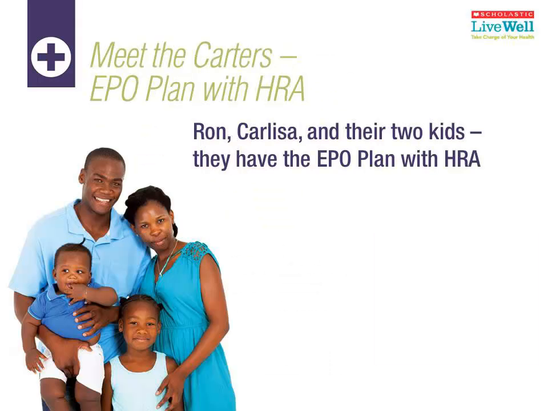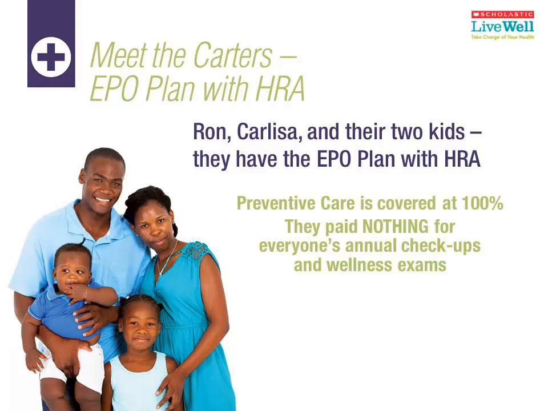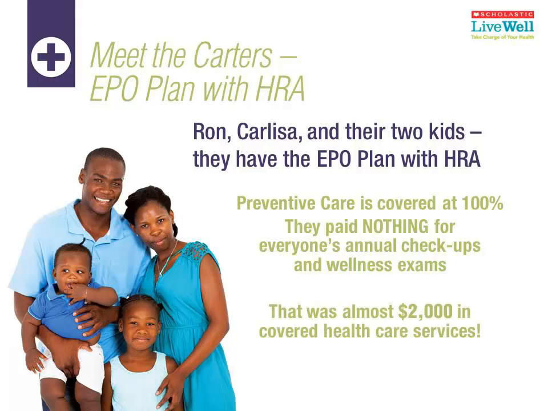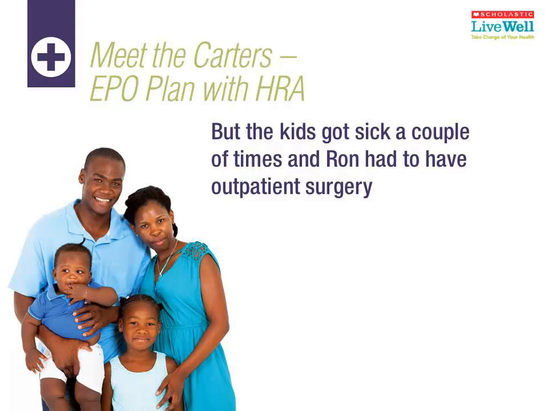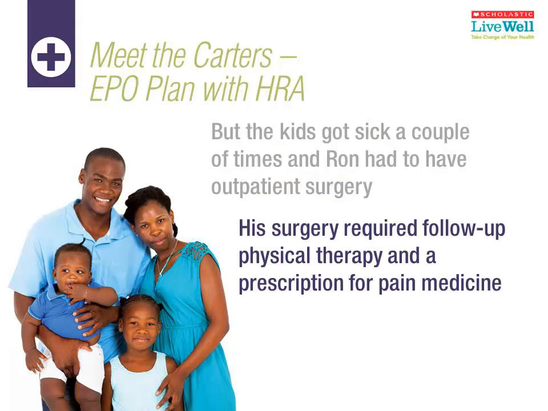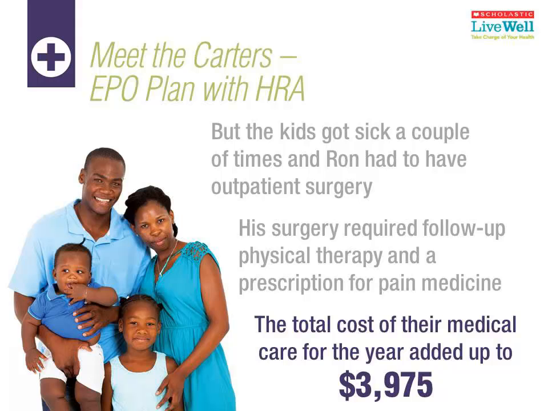The Carters, mom, dad, and 2 kids, have the UHC Choice EPO plan with HRA. Their preventive care is covered at 100%, so they didn't have to pay anything out of pocket for everyone's annual checkup and wellness exams. That came to almost $2,000 in healthcare services paid for by their health plan. But the kids got sick a couple of times during the year, and then Ron had to have outpatient surgery, which included several physical therapy sessions and pain medication for his recovery. Altogether, the total cost of their medical care came to almost $4,000 for the year.